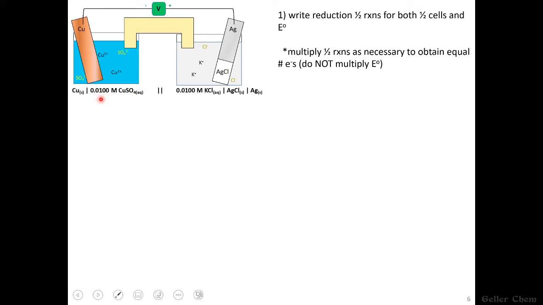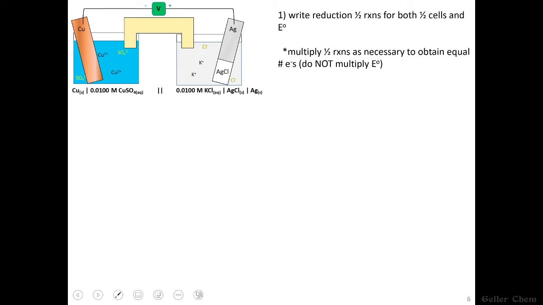We are at 0.0100 molar. We have the same concentration of KCl on the other side. This is a new half cell. This time our electrode is not just one metal, but it's a metal with another solid pasted on top of it. So AgCl solid, phase boundary, Ag solid. Even though they're both solids, they are clearly distinct, and thus we put the phase boundary.